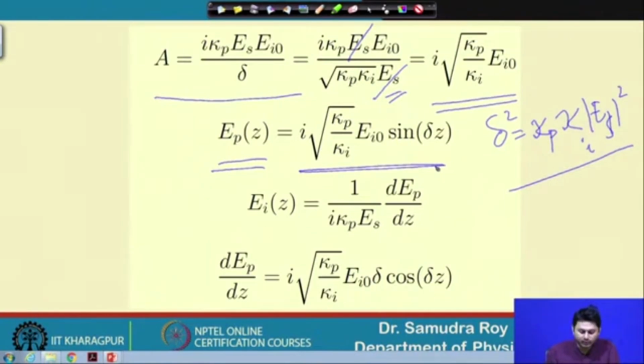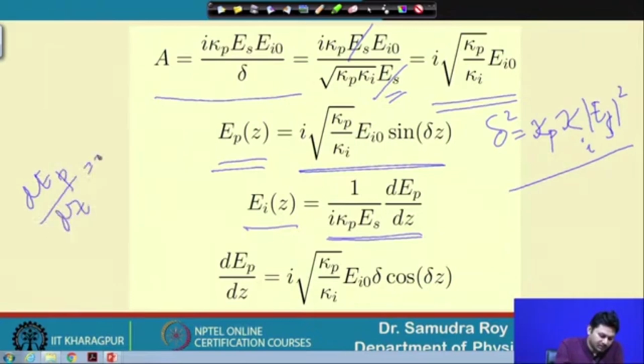So, in order to find out the evolution of EI, we are not going to solve everything again; rather, we just use the relationship between EI and EP, because we know that dEP/dz, this is again our fundamental equation or the mother equation, is iκP, then E_S and E_I. That was our expression. So, EI from here I can write as 1/(iκP E_S) times dEP/dz.